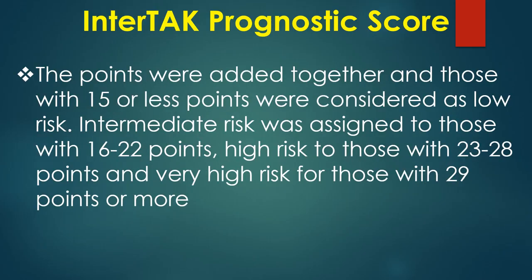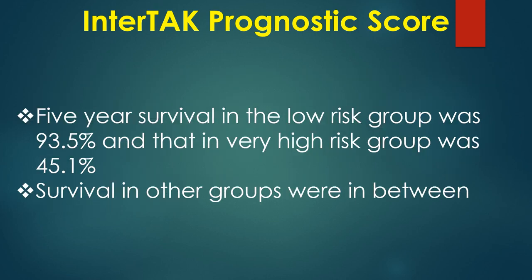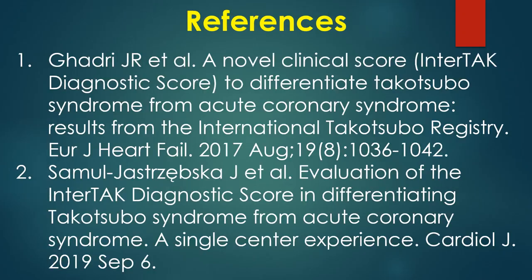The points were added together and those with 15 or less points were considered as low risk. Intermediate risk was assigned to those with 16 to 22 points, high risk to those with 23 to 28 points, and very high risk for those with 29 points or more. 5-year survival in the low risk group was 93.5% and that in the very high risk group was 45.1%. Survival in other groups were in between.